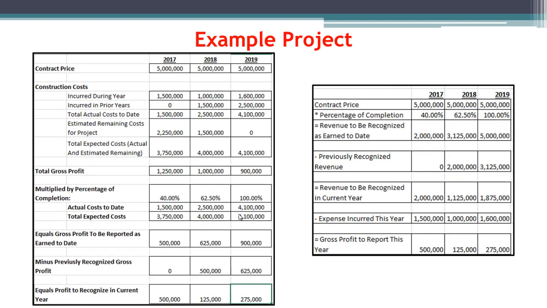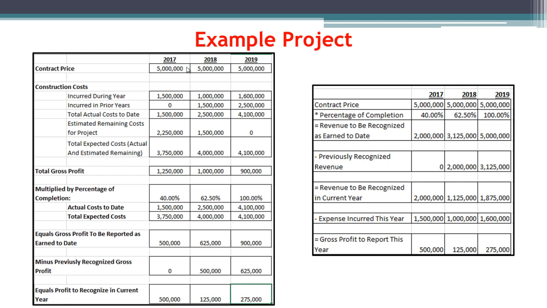So here is a project. Now I have two different slides here, or two different screenshots, because this one on the left assumes we were just trying to calculate gross profit and figure out how much profit to recognize in the current year. The one on the right does that same thing, except we're doing this by calculating revenue. Revenue minus expense equals gross profit. This one on the left, just to reiterate, goes straight to gross profit. So we'll talk about both of them and we'll see how they work together.